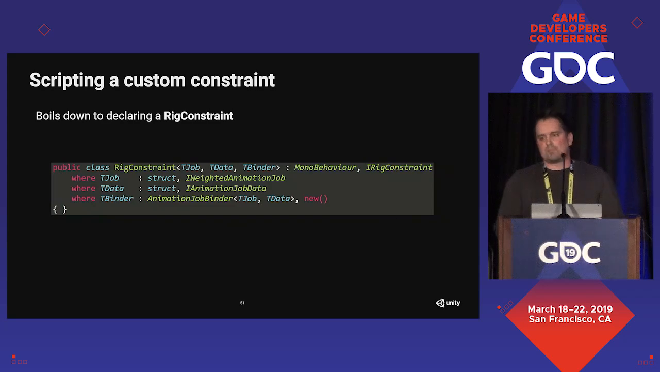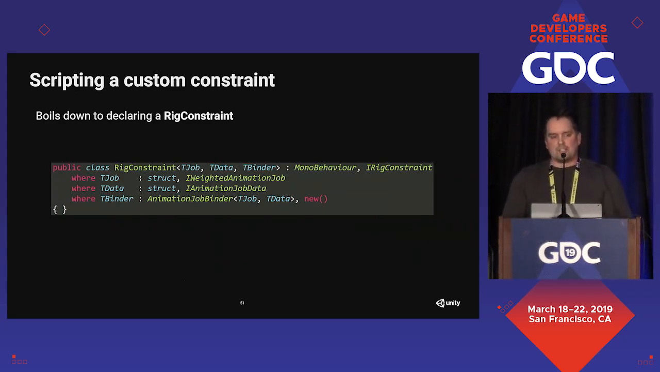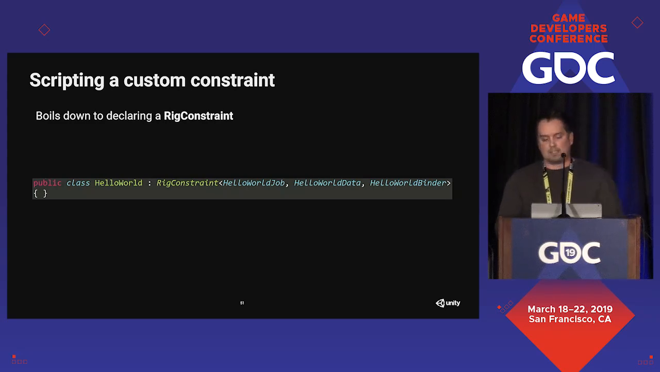As a simple example, let's create a hello world constraint that basically reads the position of a source object and mirrors these values to a constrained object. So if all the parts were already implemented, the declaration of this constraint would look something like this. Let's take a bit of time to dive into each specific part of our hello world constraint.